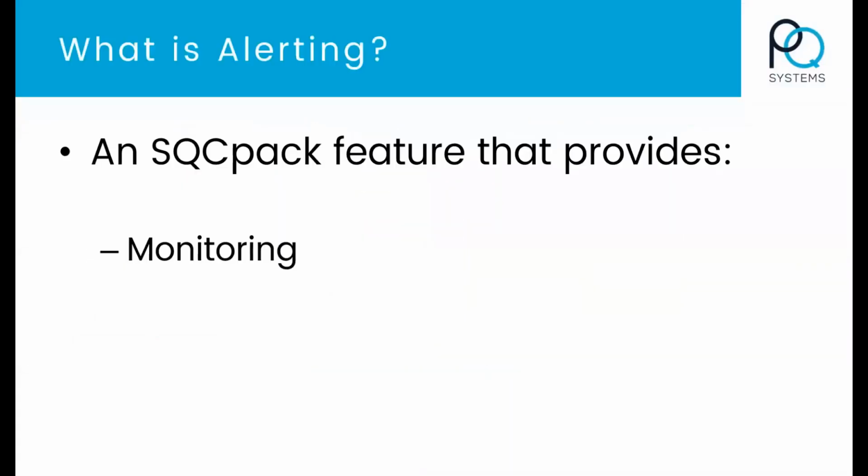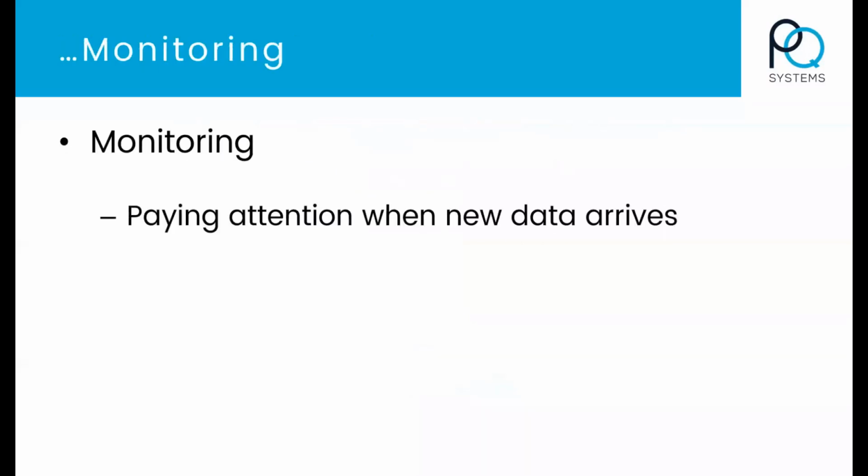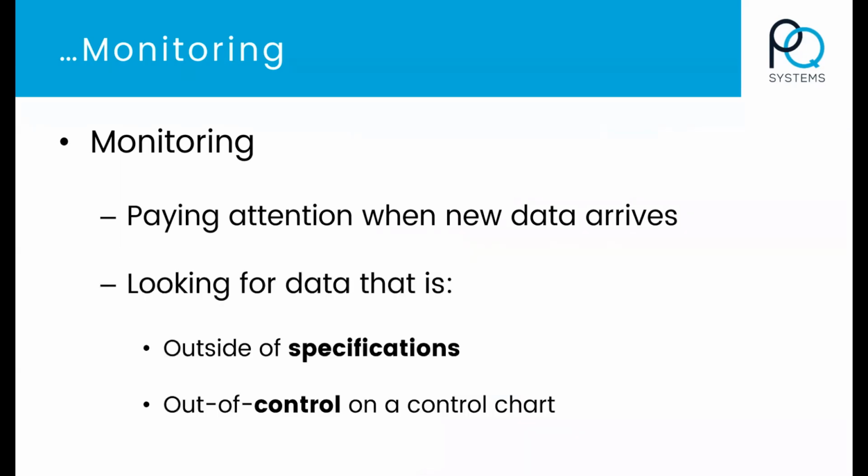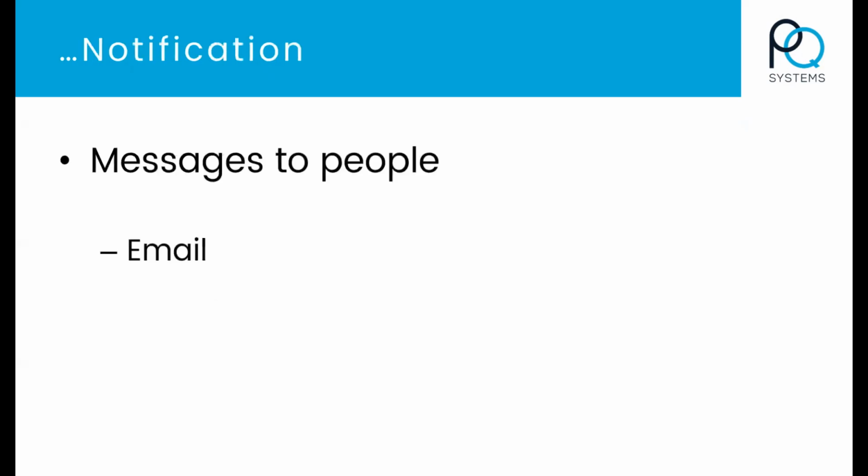So what is alerting? Alerting is an SQCpack feature that was added in 2018. And it provides two functions for you. The first one is monitoring, and the second one is notification. So we'll talk about each one of those. Monitoring is just paying attention when new data arrives. So that's what the monitoring piece of our alerting feature does. And what it does is look for points that are outside of the specifications or for points that are out of control on a control chart. So that's the monitoring side of alerting.